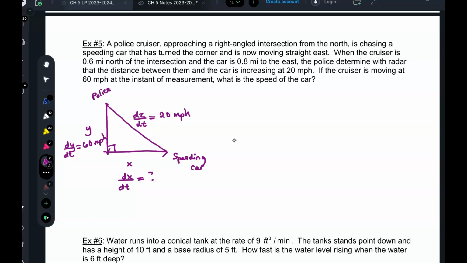Now, is anything staying constant? No, everything's changing. I'm going to call dy/dt negative 60, because y is going down, it's decreasing. dy/dt is the velocity. Okay, how can I relate x, y, and z? x squared plus y squared equals z squared.